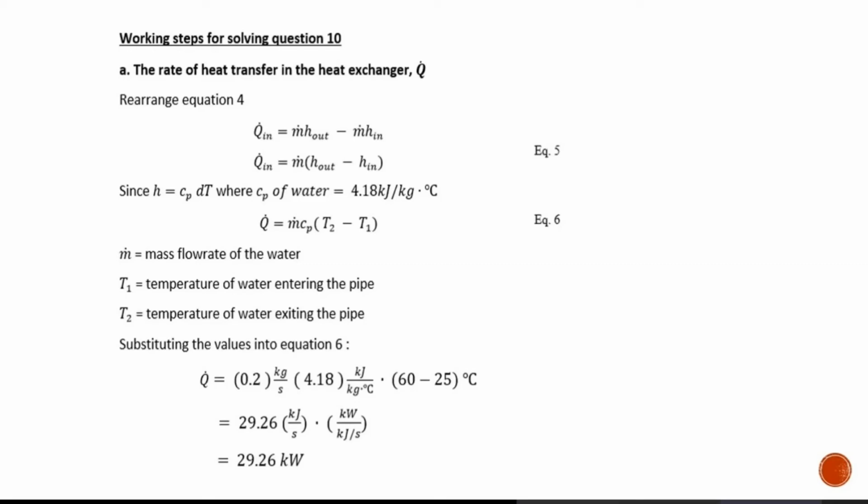Then after substituting the values from the question, we will get the value of Q equals 29.26 kilojoule per second, and multiplied by the conversion factor, it will be 29.26 kilowatt.